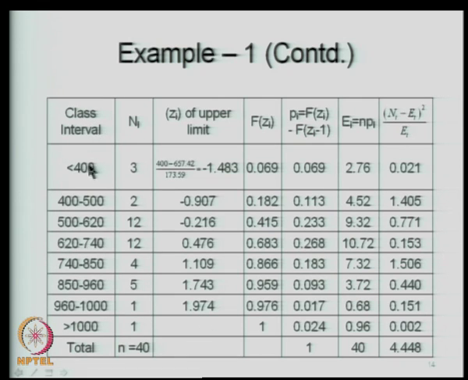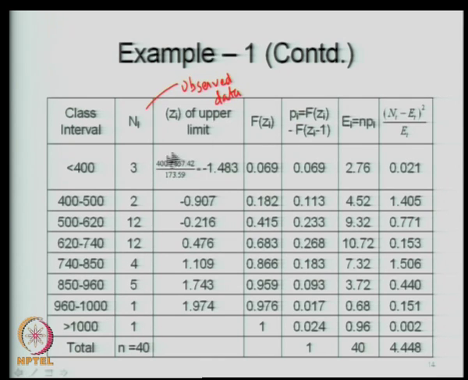This is how we do the example now. We have 8 class intervals, less than 400, 400 to 500 and so on. The Ni is the observed number, and this is from the observed data. What I mean is that you have 3 values which are less than 400. Similarly, 2 lie between 400 to 500 and so on. Like this we get the observed number.